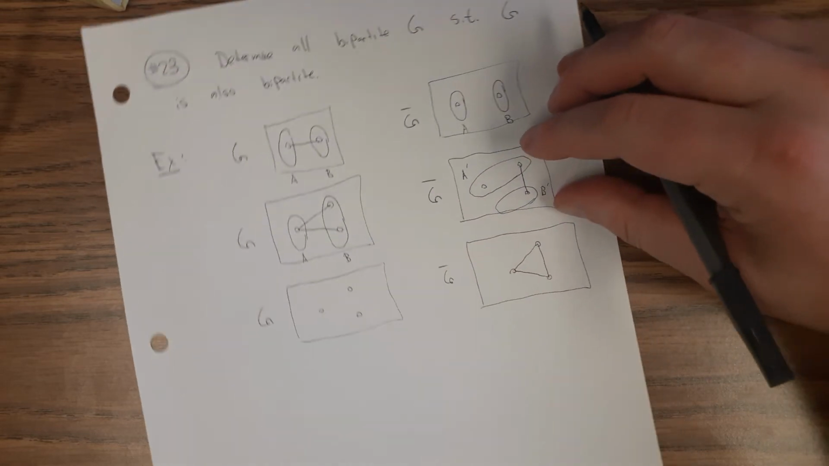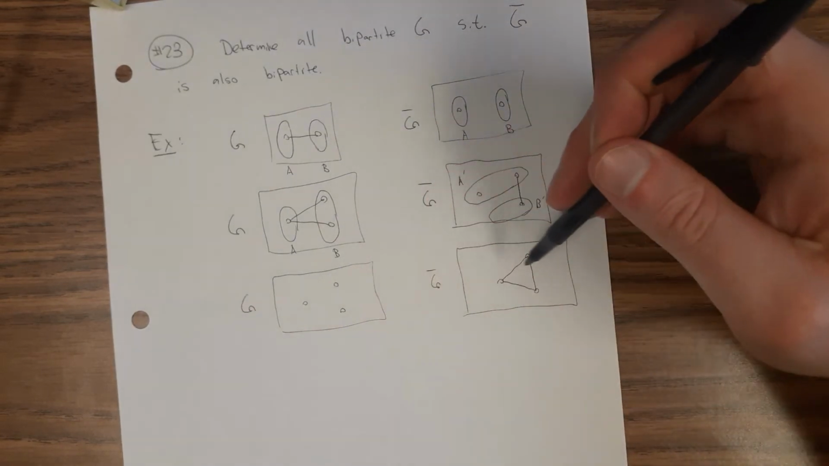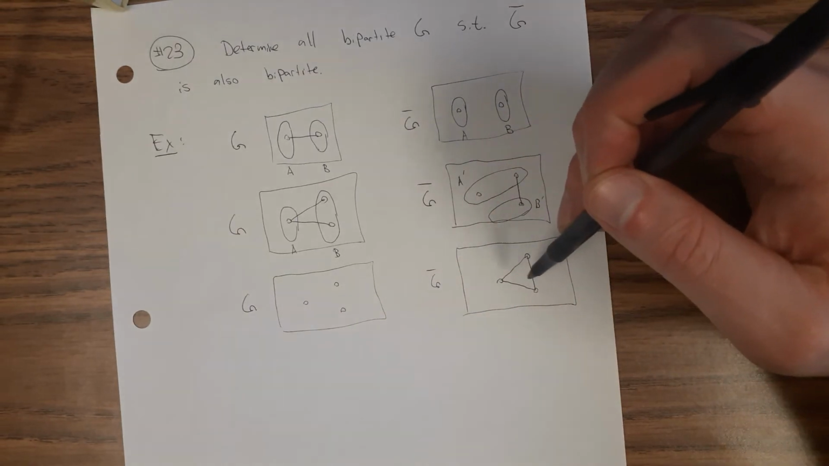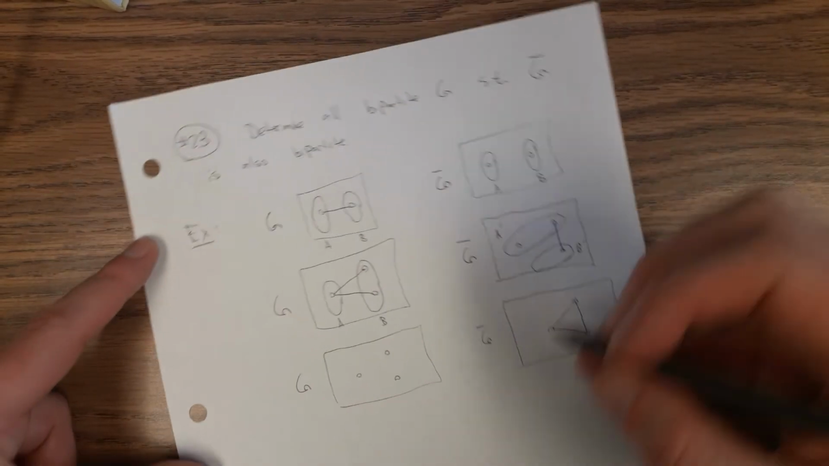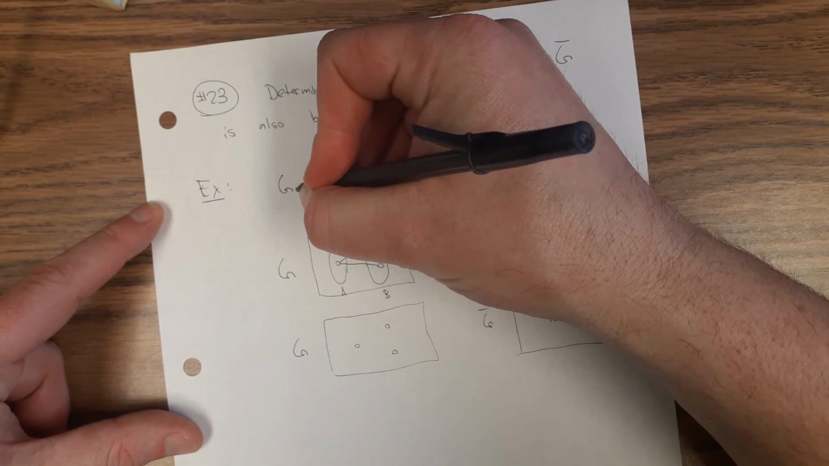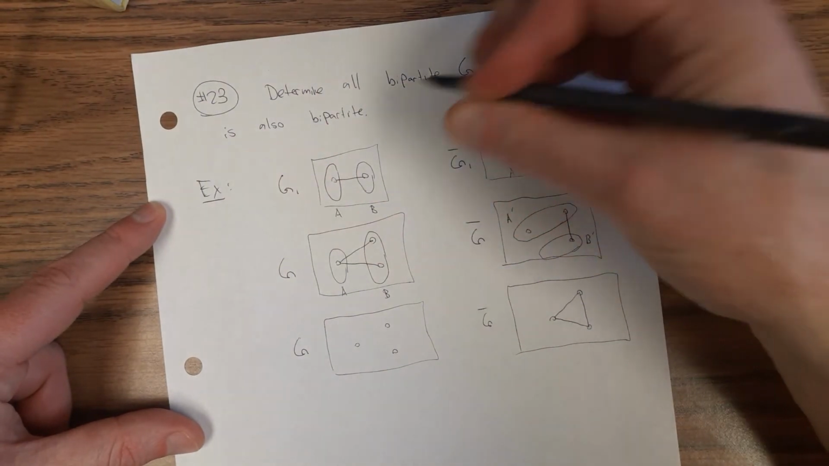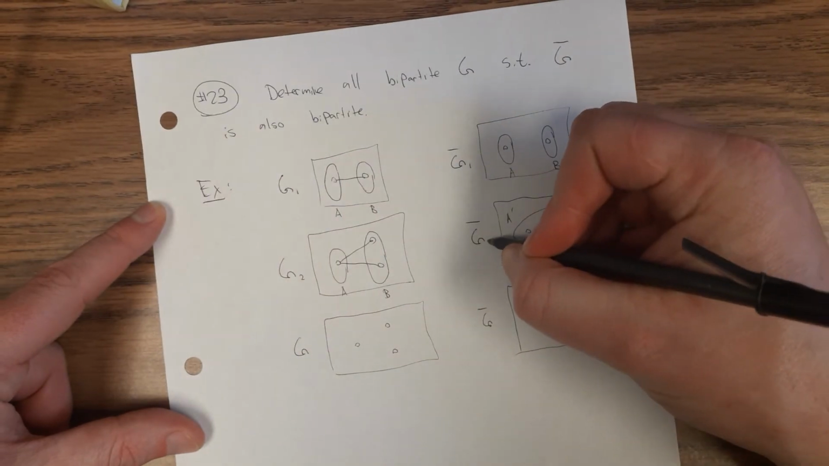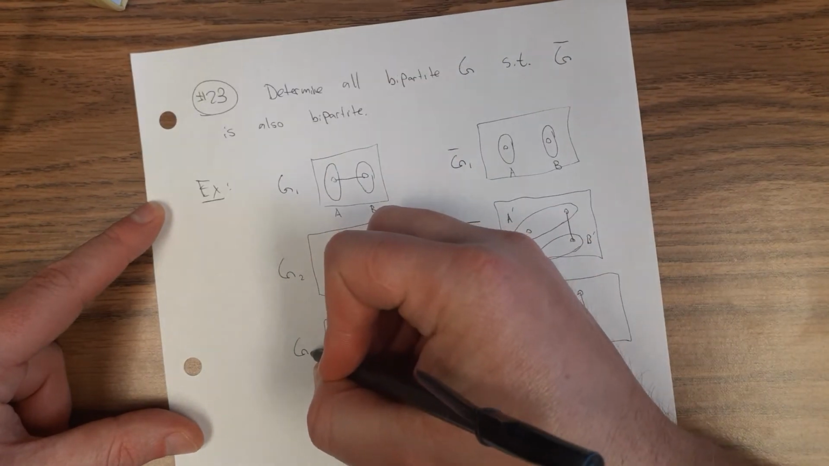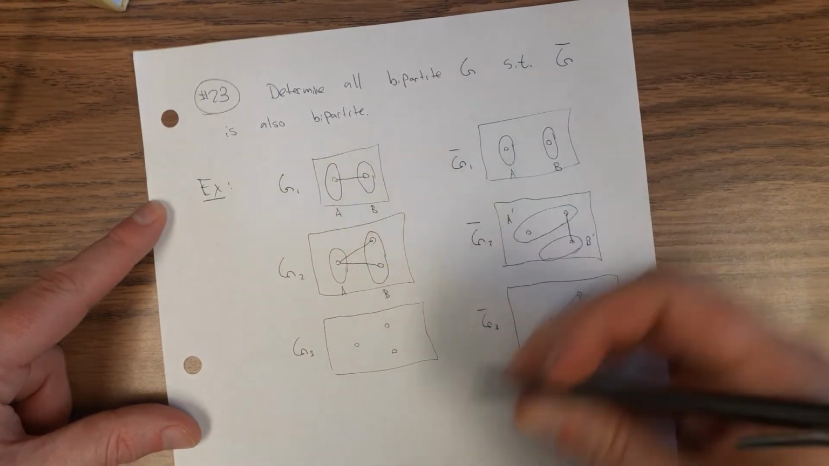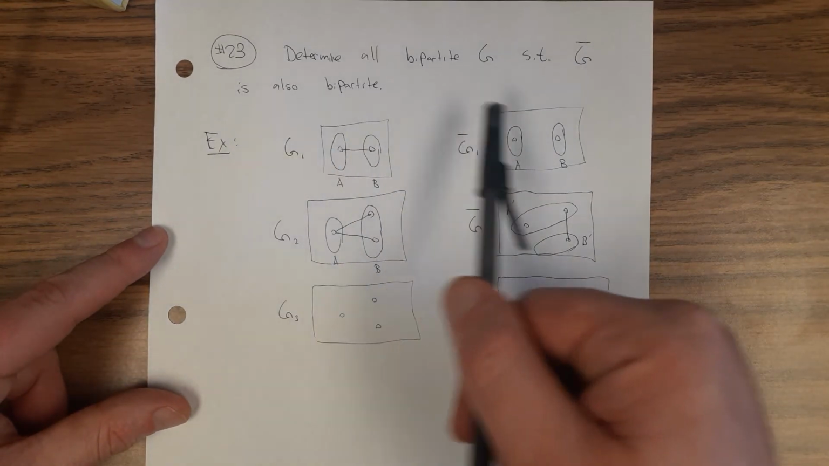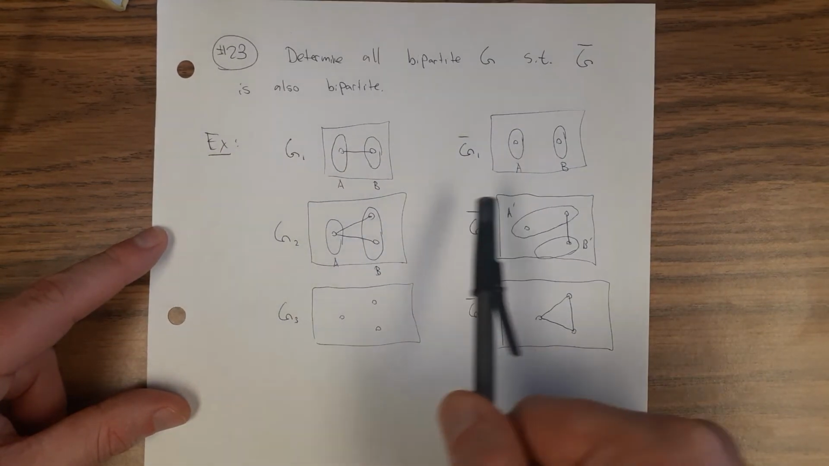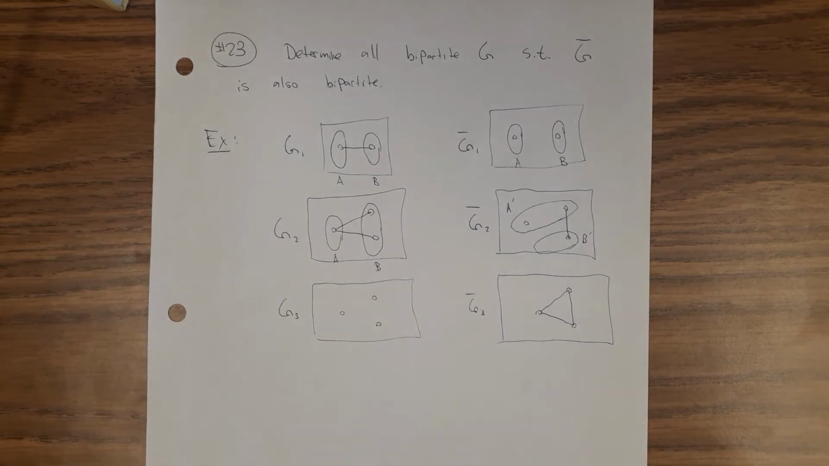Let's talk about these two at the bottom. Actually, maybe I should give these names, because I just realized that I'm calling all of these G. Maybe I'll call them G1, G2, and G3. So we talked about G1 and its complement. We talked about G2 and its complement. Let's talk about G3 and its complement.